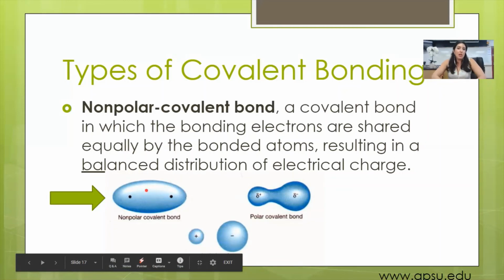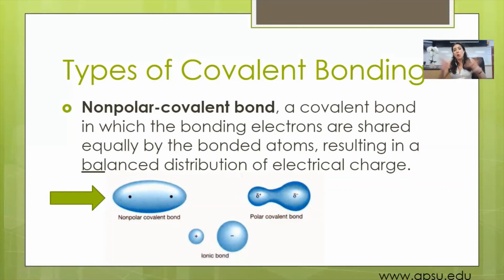So I can't think of very many sibling relationships where things are split completely equally. But if I had dumped all my Halloween candy into the pot with my brother and sister and we divided it up exactly equally, well, that would be a better metaphor for non-polar covalent bonding.